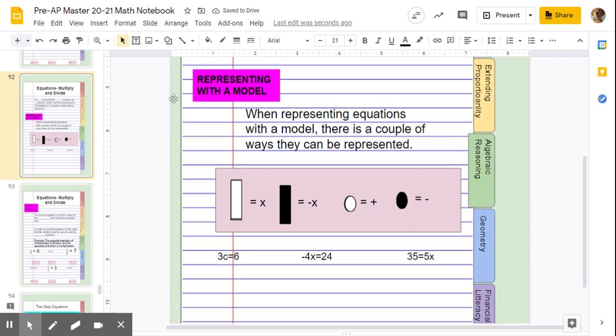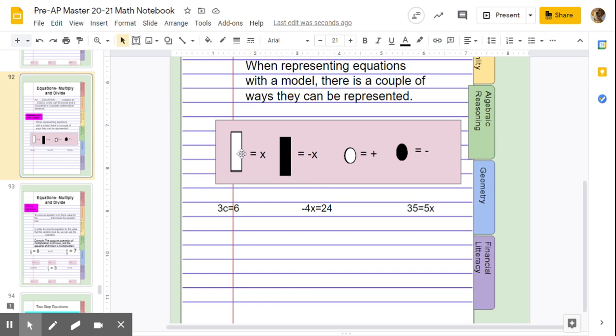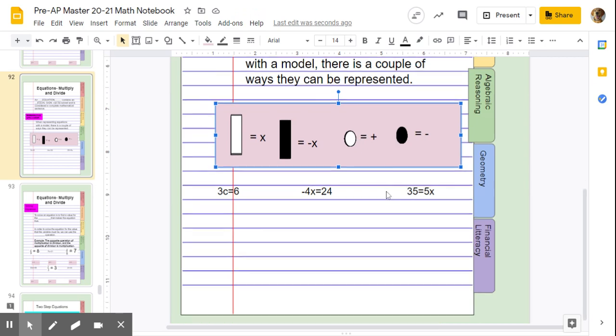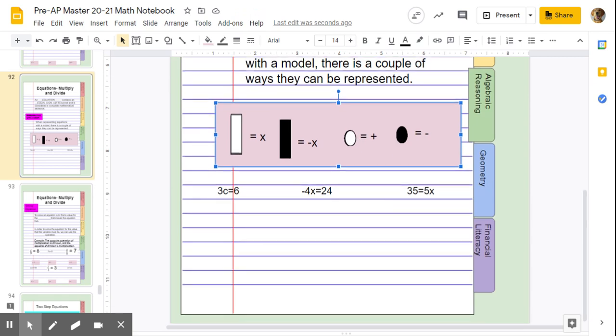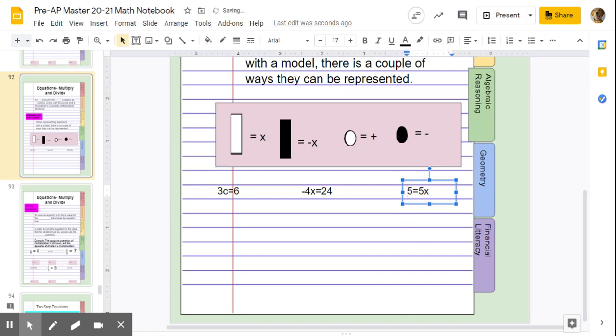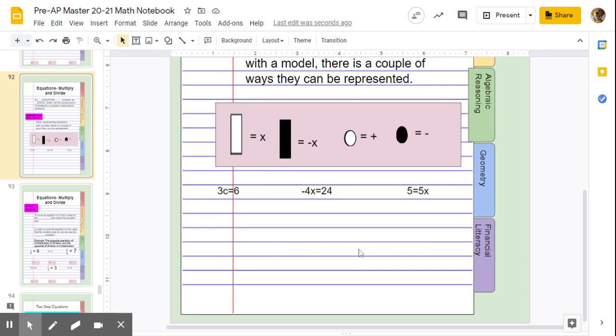All right, we are going to represent them with models, so we're going to use those same pieces as yesterday, where the rectangles represent our variable, the open rectangle is positive, the shaded in is negative, and then our circles represent our single numbers, and open is positive, shaded in is negative. I'm going to change this number on this one. We are going to represent these ones.